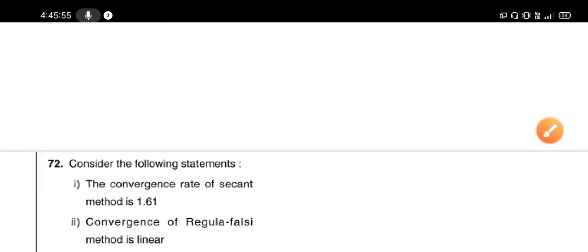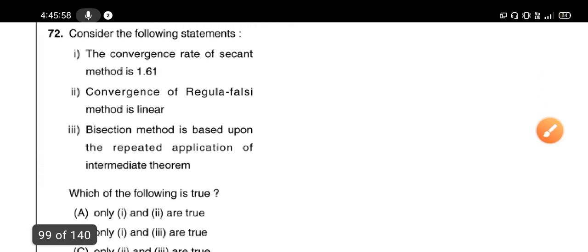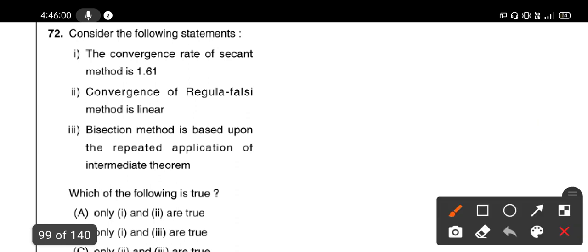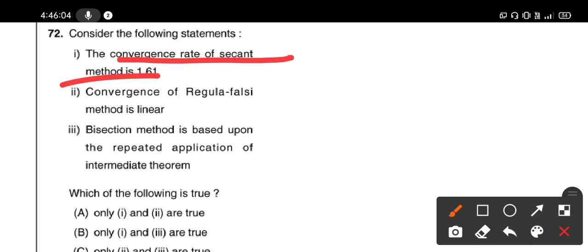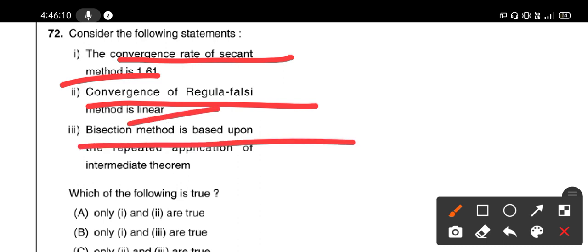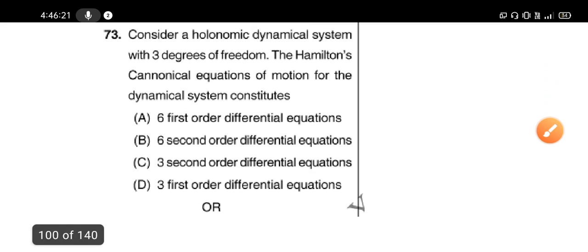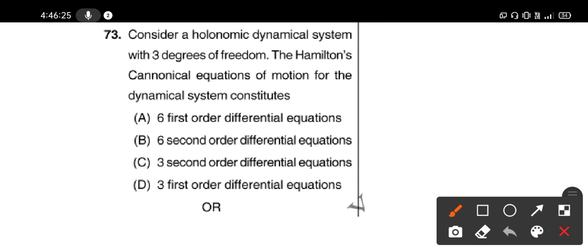Next question. Consider the following statement. What is the convergence rate of the secant method? You can try this. The convergence of the regula falsi method is linear. The bisection method is based on repeated application of the intermediate value theorem. You can try. This is also for your homework. Consider the holonomic dynamical system. You can check this.